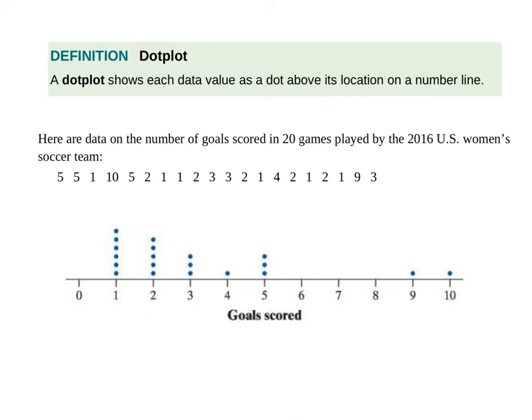Let's say that we counted up the number of goals scored in 20 games played by the 2016 U.S. women's soccer team. So what we have here is our data, and we've got 1 goal, that is our lowest number, and 10, that is our highest number. So what we're going to do is we make a number line. We put the title down here as goals scored, and for every 1 goal, we put a dot. So 1, 2, 3, 4, 5, 6, etc. So we would do that for all of the data points. And we would leave the 0, 6, 7, 8 blank because there weren't those values.